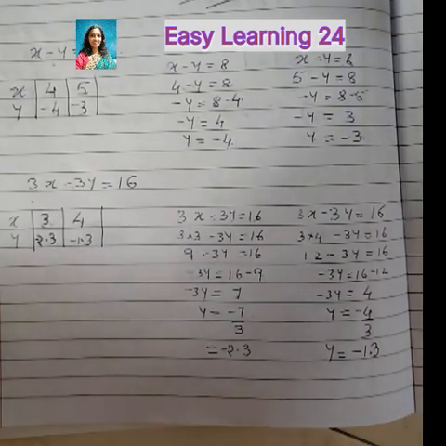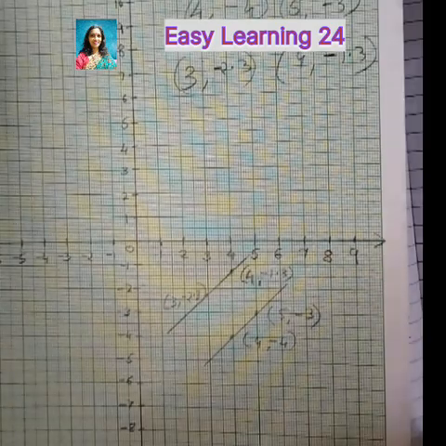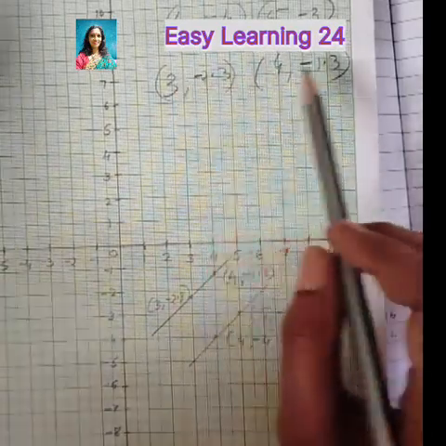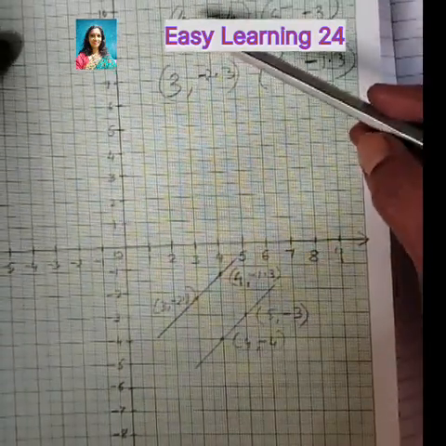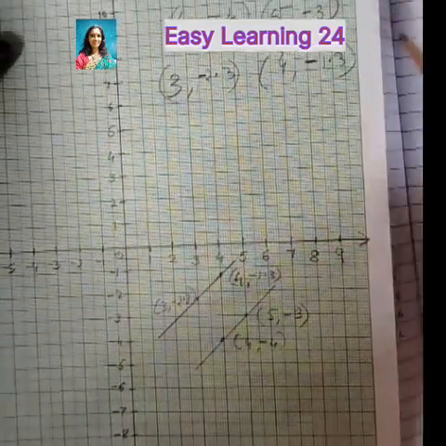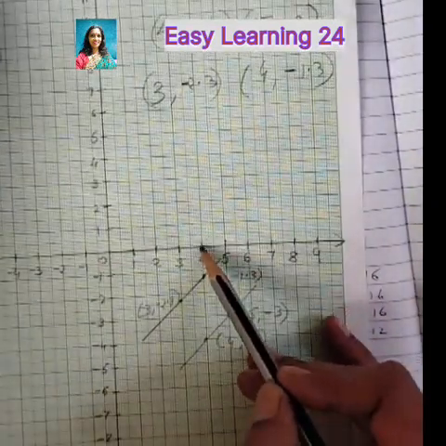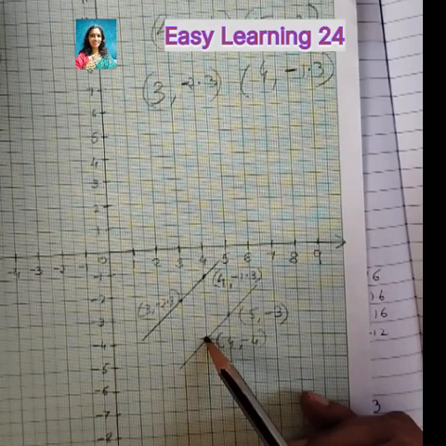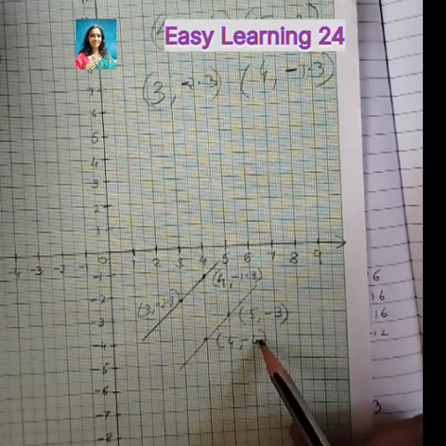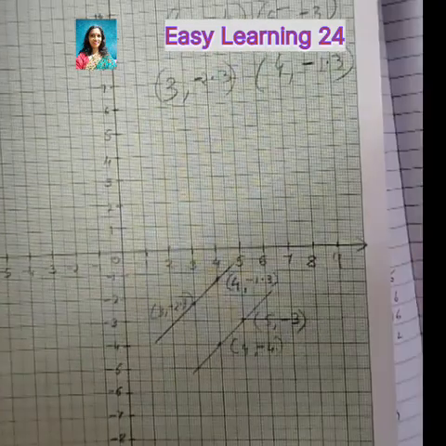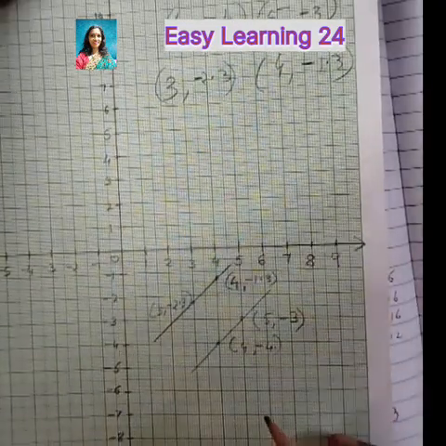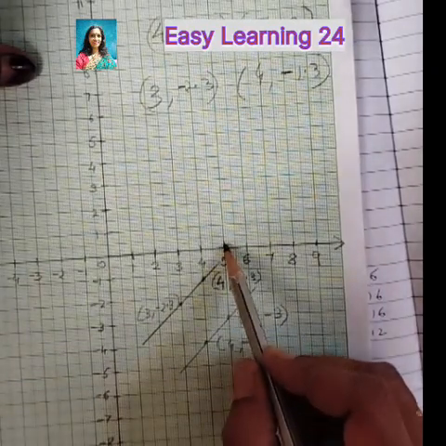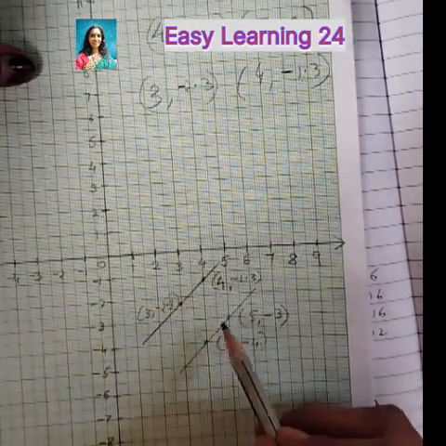So now we are going to prove this graphically. These are the 4 points: these are the 2 points of the first line, and these are the 2 points of the second line. The first point of the first line is 4 and minus 4, so 4 on the x-axis and minus 4 on the y-axis. So this is the point. The second point is 5 and minus 3, 5 on the x-axis and minus 3 on the y-axis.